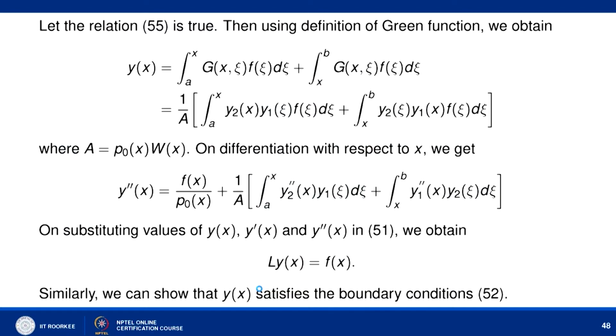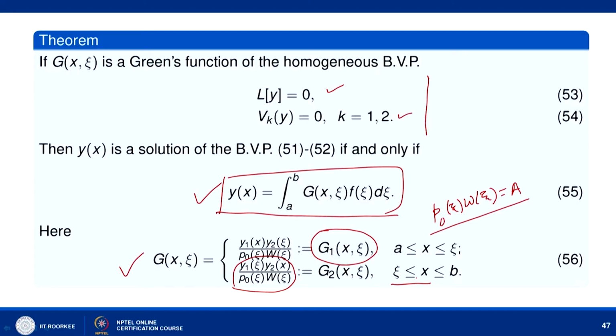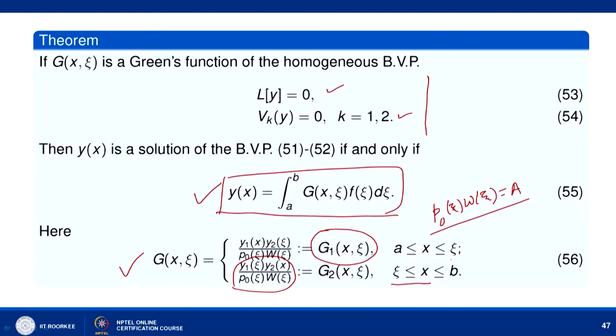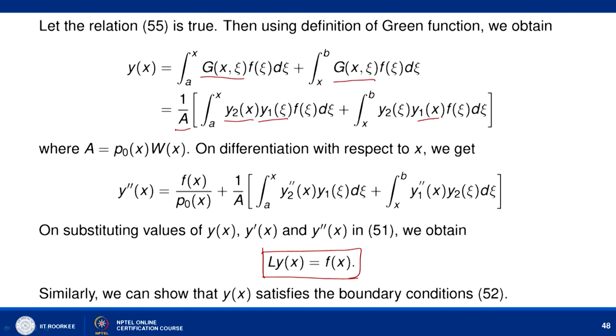Divided by a. So, y1(x) y2(ξ) divided by a. Since a is constant we can take it out, dξ plus x to b. Here ξ is greater than or equal to x. Now, look at ξ greater than x: here we are using y1(x) y2(ξ) divided by a, that we have taken out. So, y(x) is given by this.